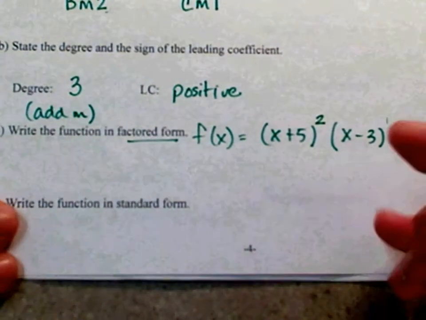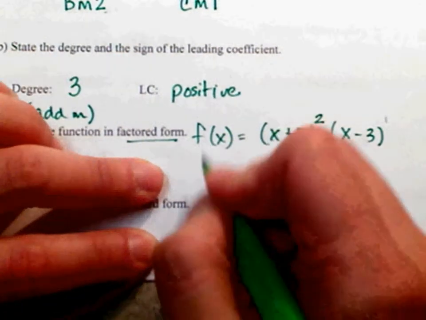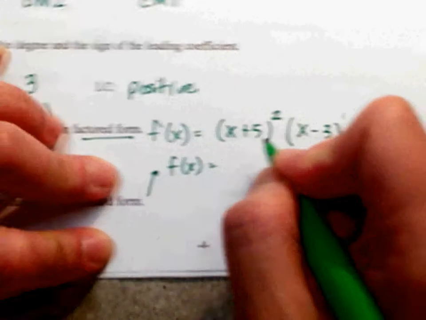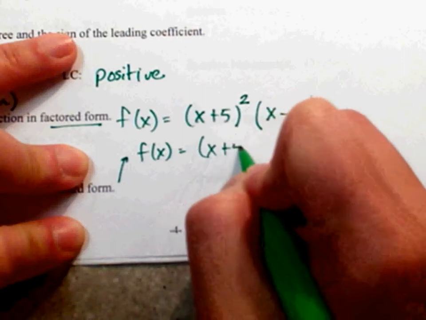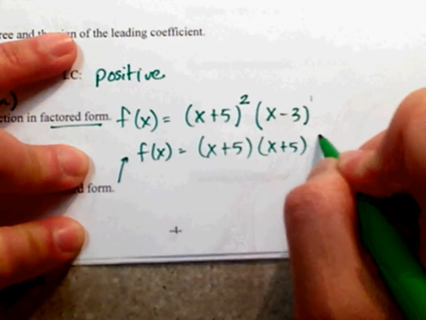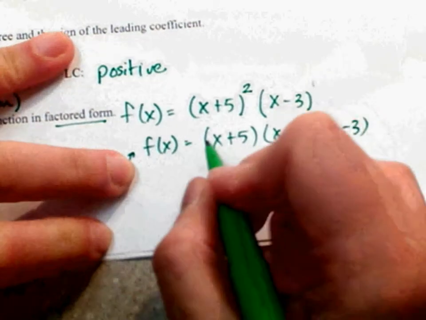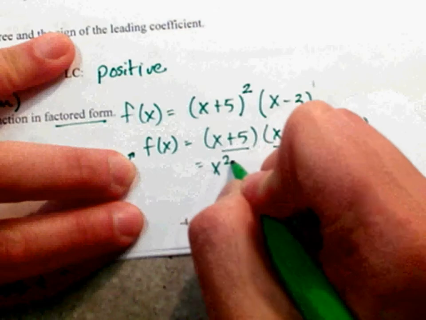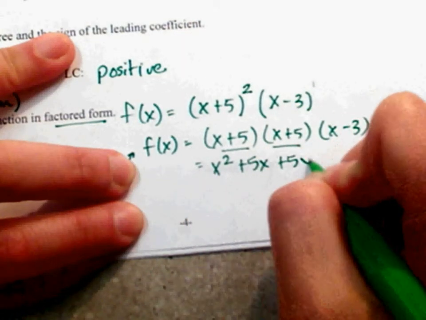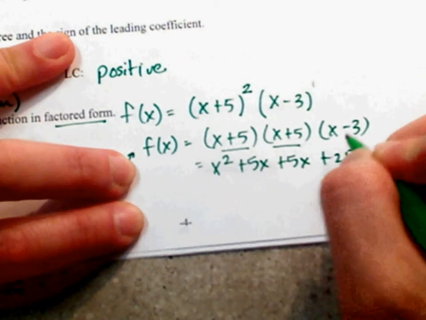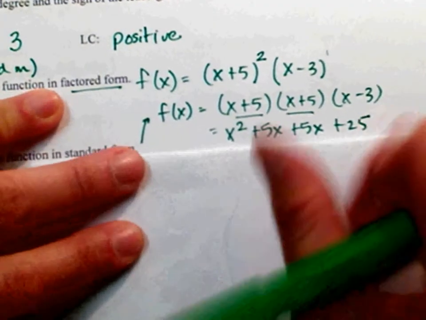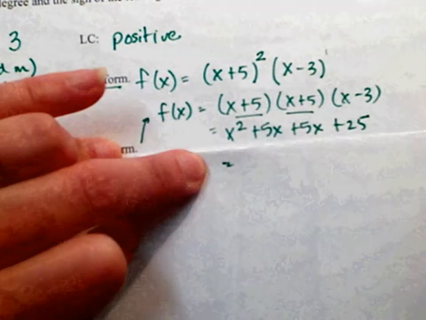So I'm going to come up here so I can have some room. So f of x equals, you see how that's a 2? I'm going to write it twice. X plus 5 times x plus 5 times x minus 3, okay? For those two, x squared plus 5x plus 5x plus 25. Combine your like terms. I'm running out of room, so I'm going to put it right here. So, combine your like terms, okay? X squared plus 10x plus 25.